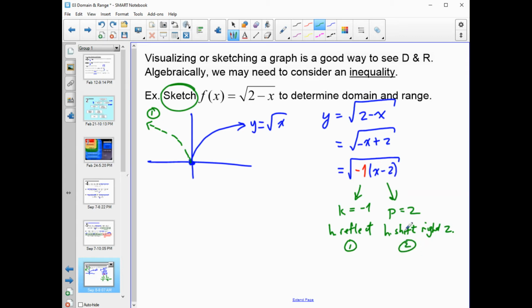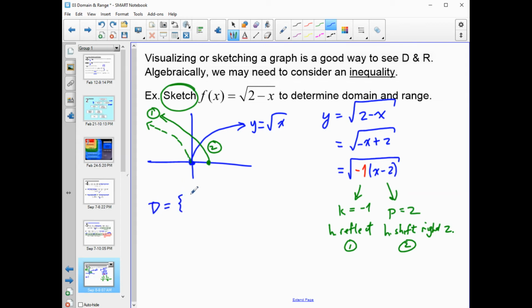And then a shift to the right by 2 is going to get me to my final form. So that means that whole thing has shifted to the right by 2. And so that now is transformation number 2. You can see that's a pretty rough sketch. It's not helped by the limitations of my ability to write with this tablet, but that is enough for me to be able to determine the domain and range.